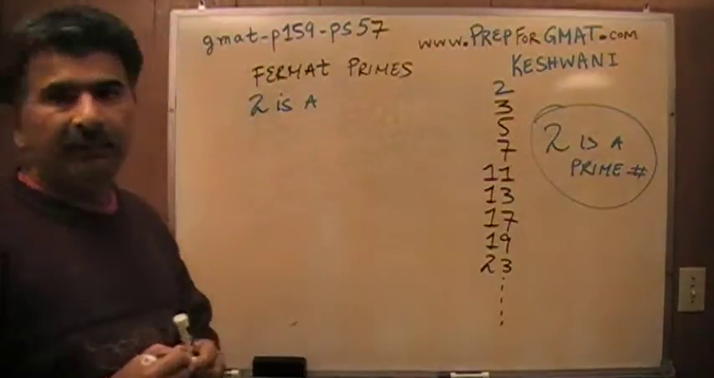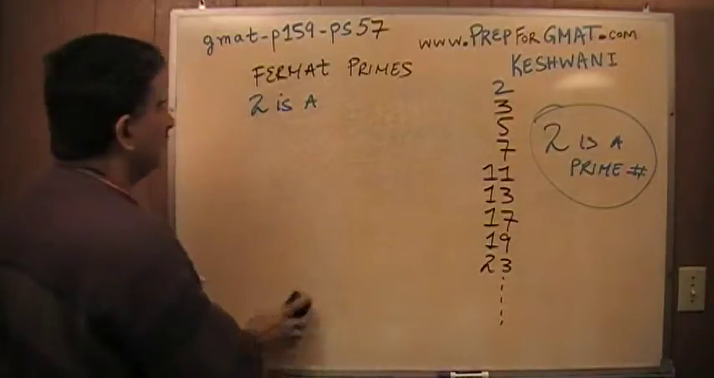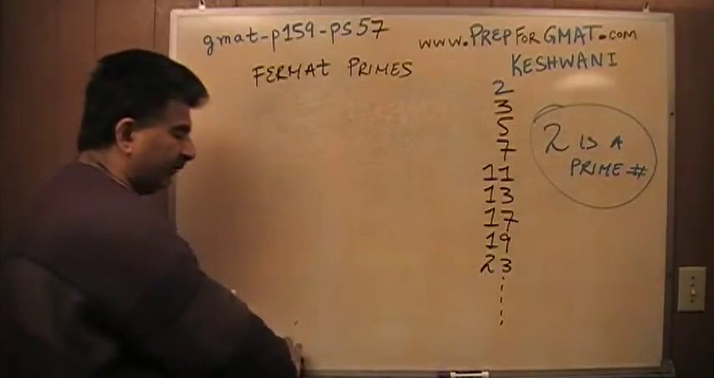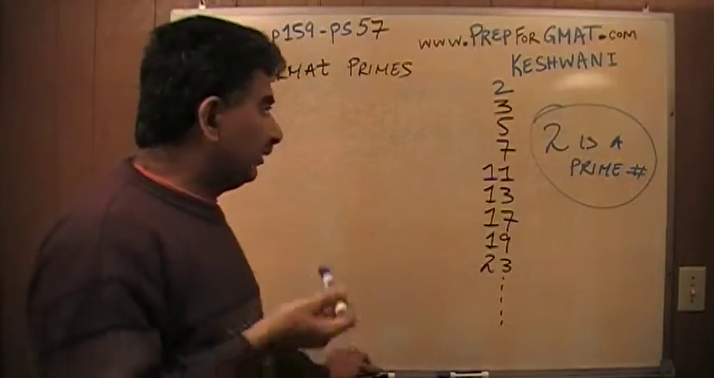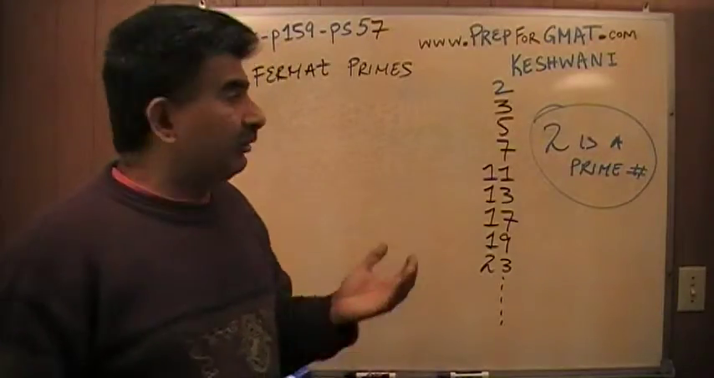2 is the only even number that's a prime number. Because of course, if a number is even, it will go into 2. But 2 qualifies as a prime number. Why? Because 2 meets the condition.